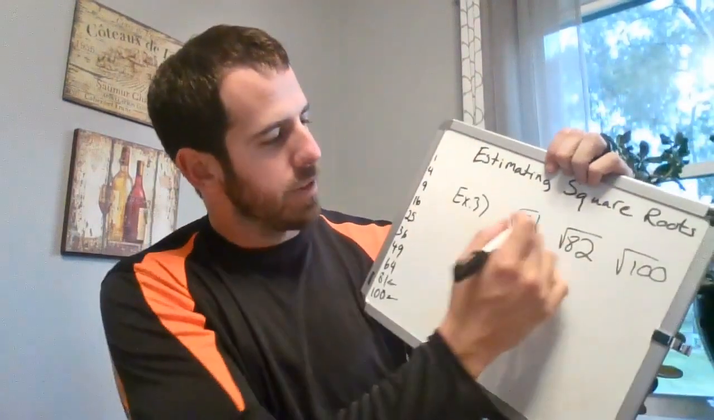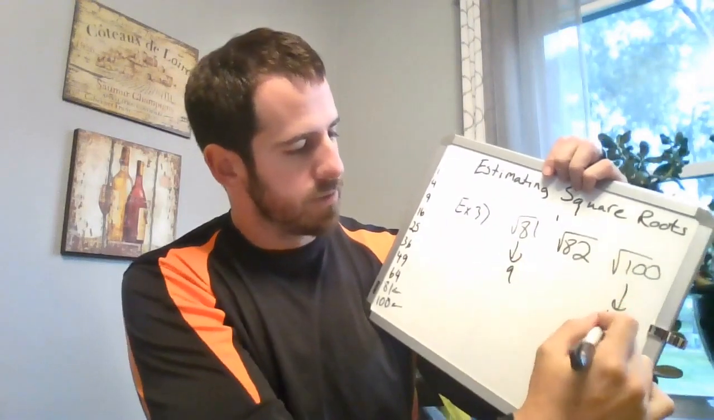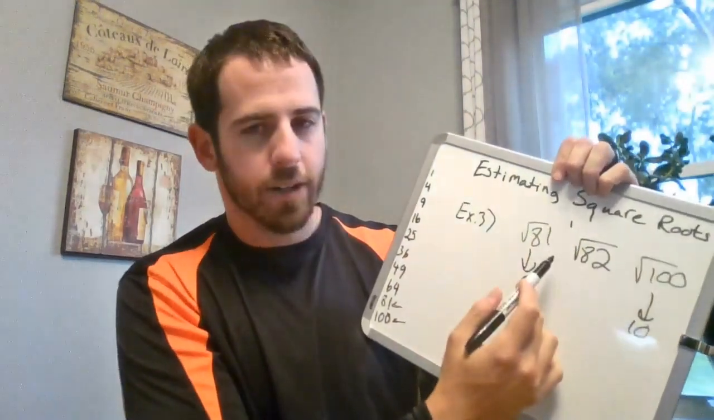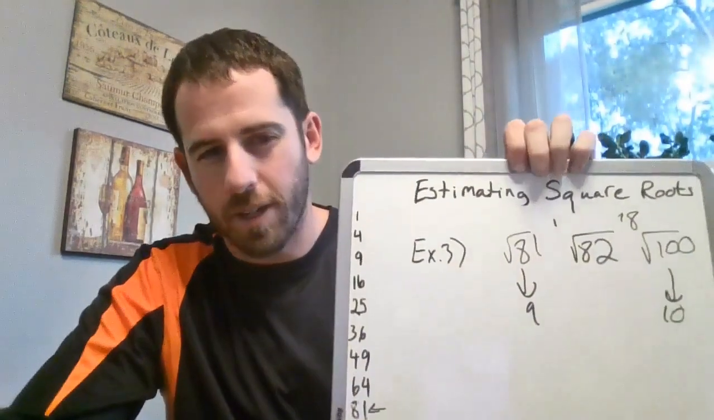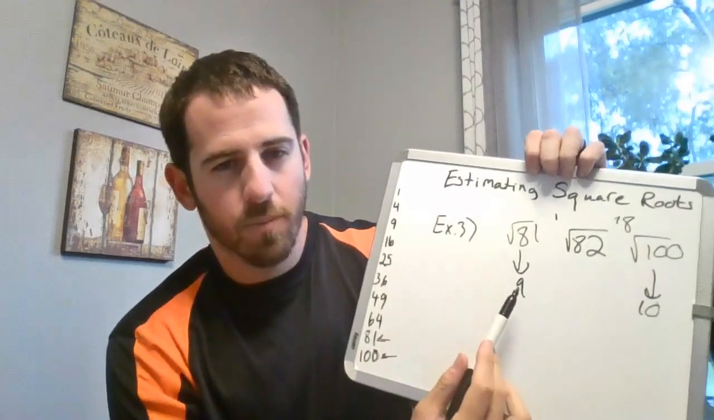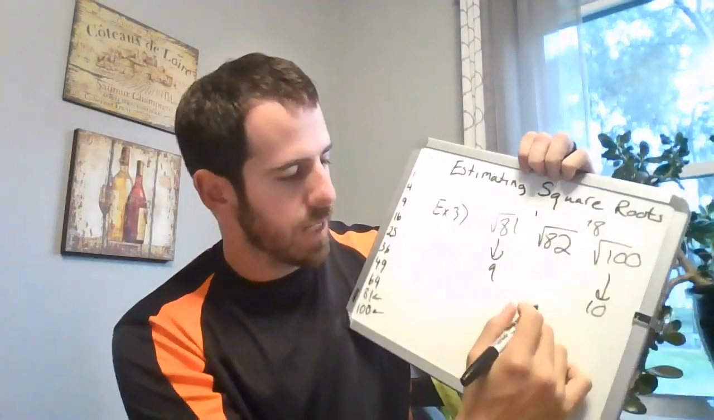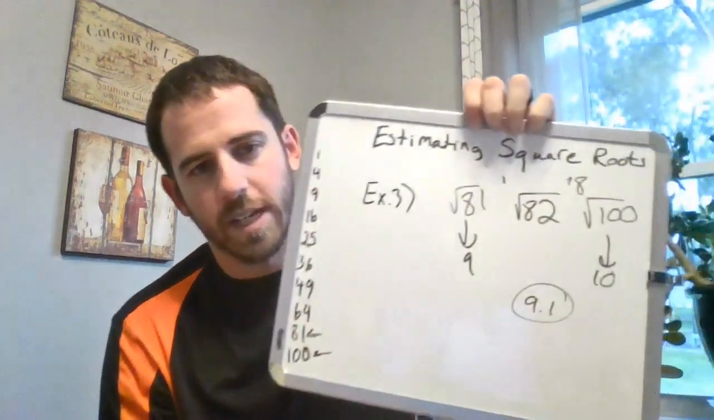If you did the math, it's 1 away here. This is 9 and 10, by the way. We knew that. It's 1 away here. Here it's 18 away. You don't need to think about it that much. This is ridiculously closer to 81, so therefore put it right next to 9. So 9.1. Problem solved. It's that simple.